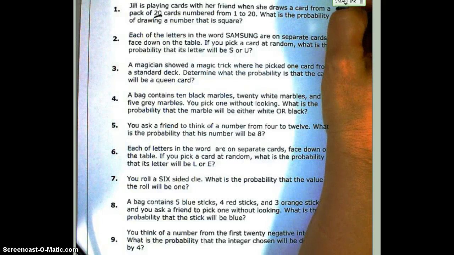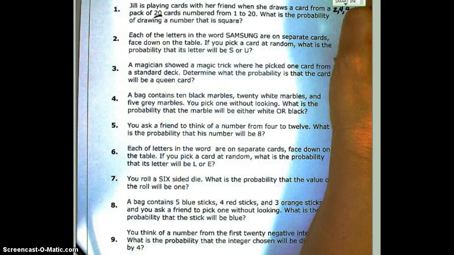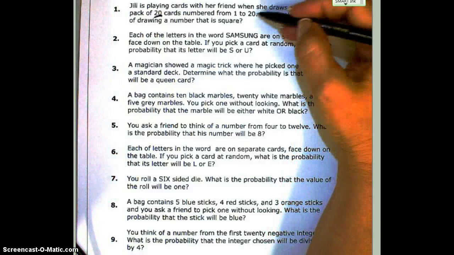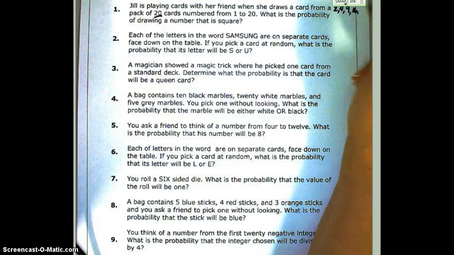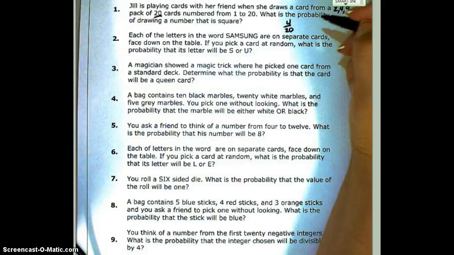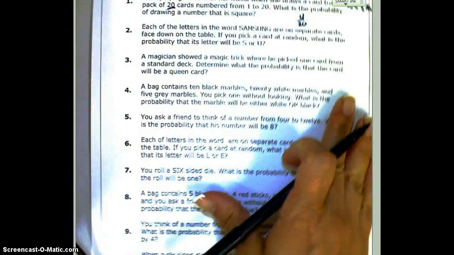A 1 times 1 array would make a 1. A 2 by 2 array would make a 4. Let's see, a 3 by 3 array would make a 9. Those are square numbers. A 4 by 4 array would make 16, and a 5 by 5 array would make 25. And we only go up to 20, so there's 4 possible square numbers out of 20. So 4/20ths is what we need for that one. And feel free to reduce if you're seeing a way to do so.